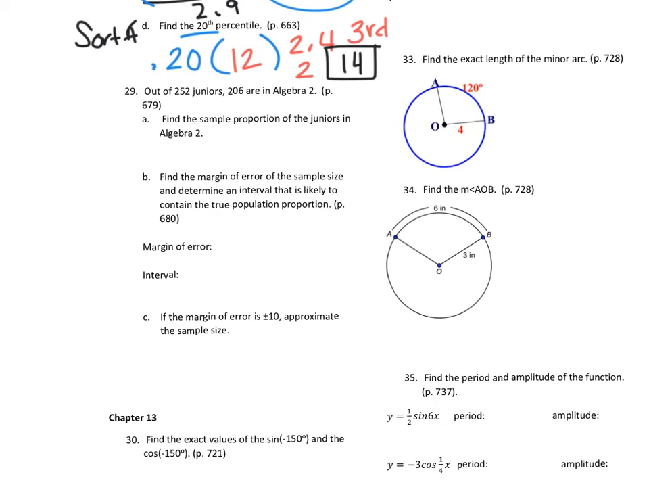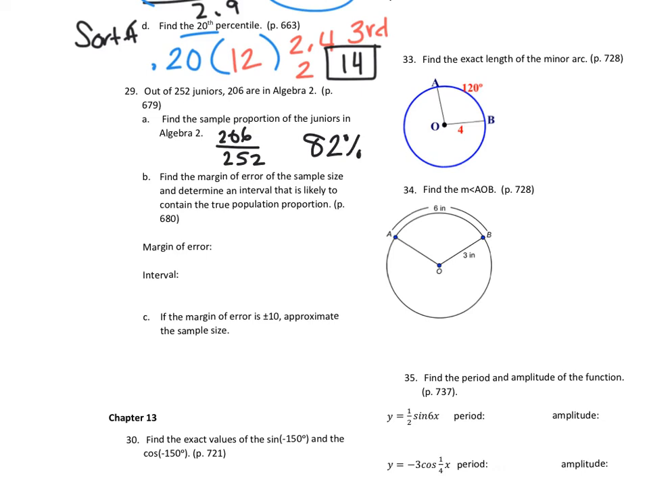Okay, 29. Of 252 juniors, 206 are in Algebra 2. Find the sample proportion of the juniors in Algebra 2. So that's just the ratio, the fraction. So it's 206 divided by 252, and I'm going to round that to the nearest percent. So 206 divided by 252. So that's 82%.